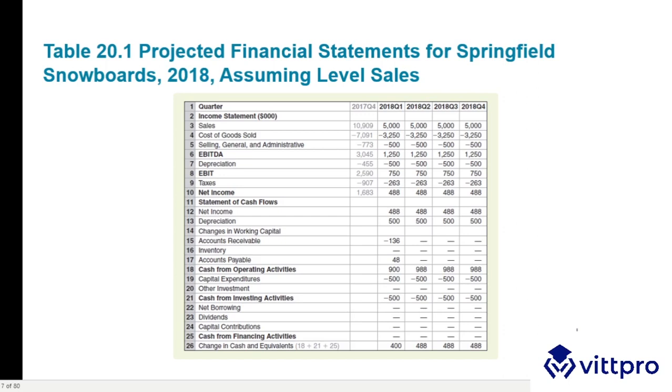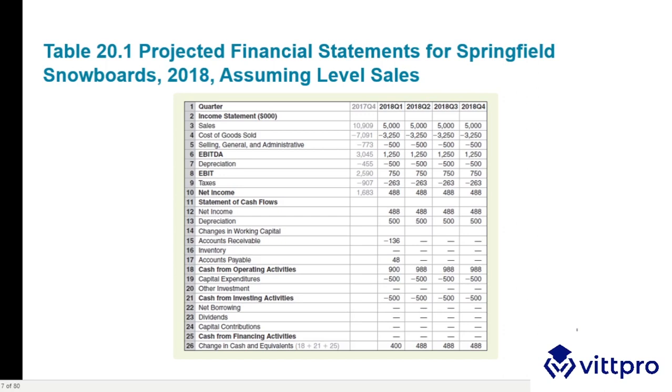So here in this case, what you see is the last quarter, what was their income. Their net income was 1,683. If you see, they have cash total sales. The moment the quarterly sale is fixed, the cost of sales is fixed, the EBITDA is fixed every quarter, EBIT is fixed every quarter, taxes are fixed every quarter, net income is fixed, and the depreciation amount is fixed.